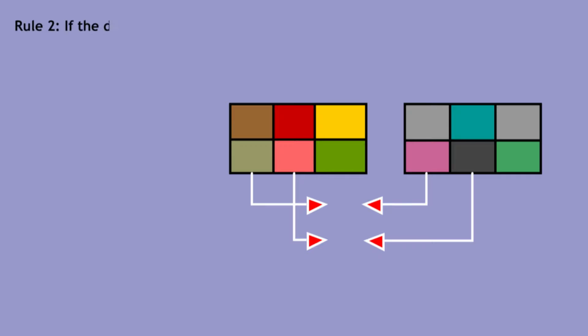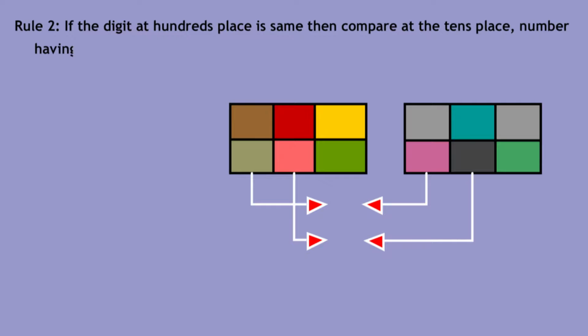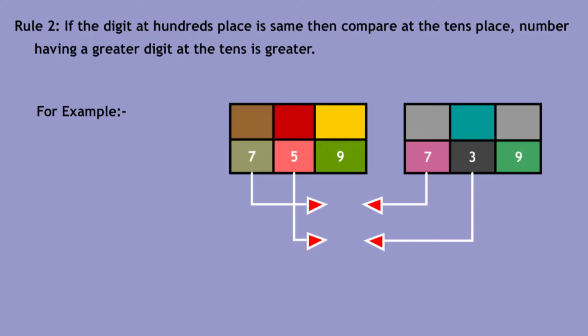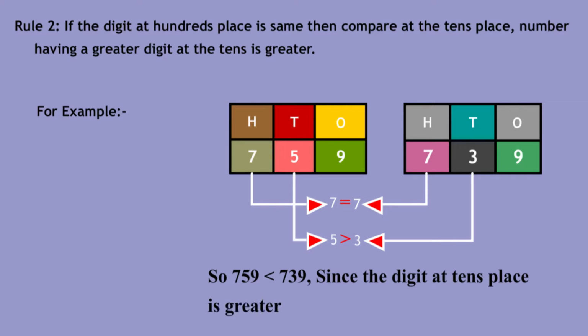Rule 2. If the digit at hundreds place is same, then compare at tens place. Number having a greater digit at the tens place is greater. For example, 759 and 739. In 759, 700s, 5 tens. In 739, 700s and 3 tens. 7 is equal to 7. 5 is greater than 3. So, 759 is greater than 739 since the digit at tens place is greater.